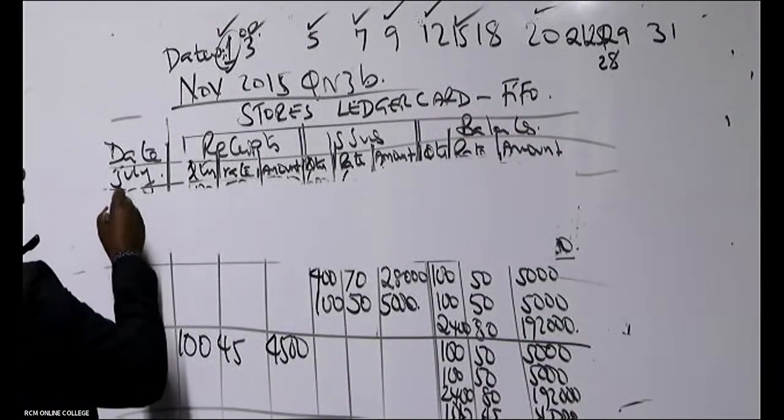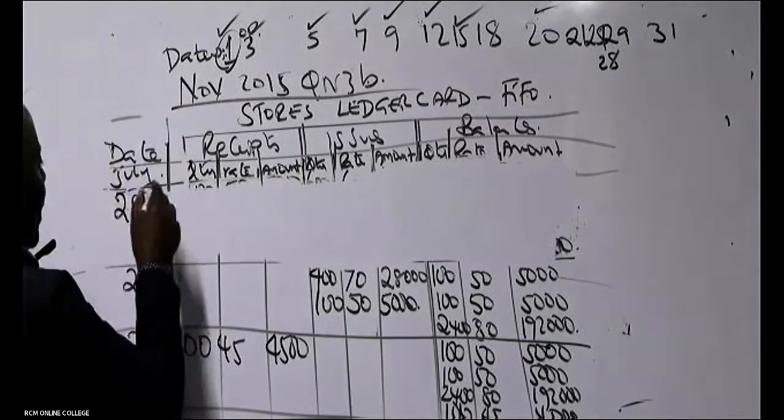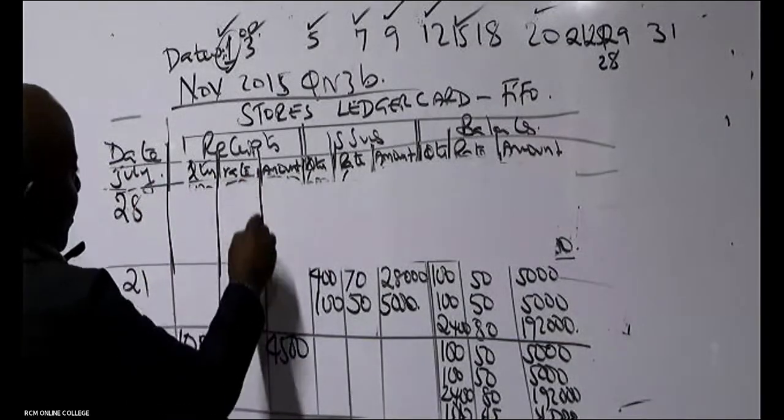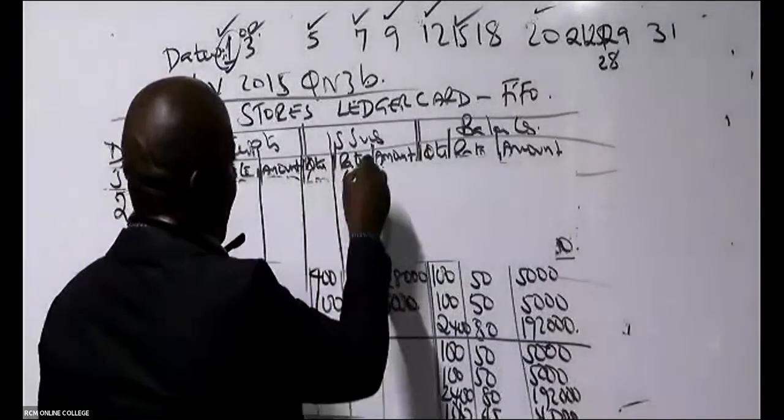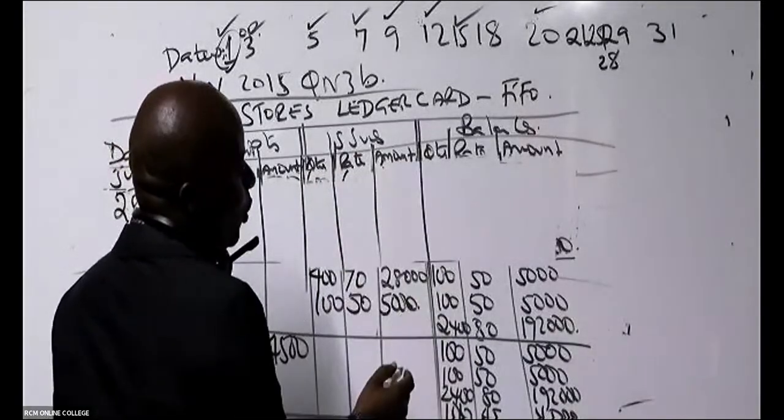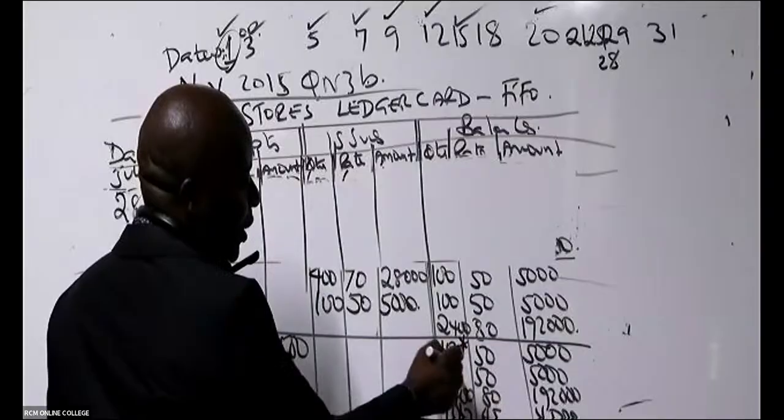So then we have here the 28th. You're telling me we had a shortage of stock, isn't it? So fortunately, we shall issue all of them from this 100, isn't it?